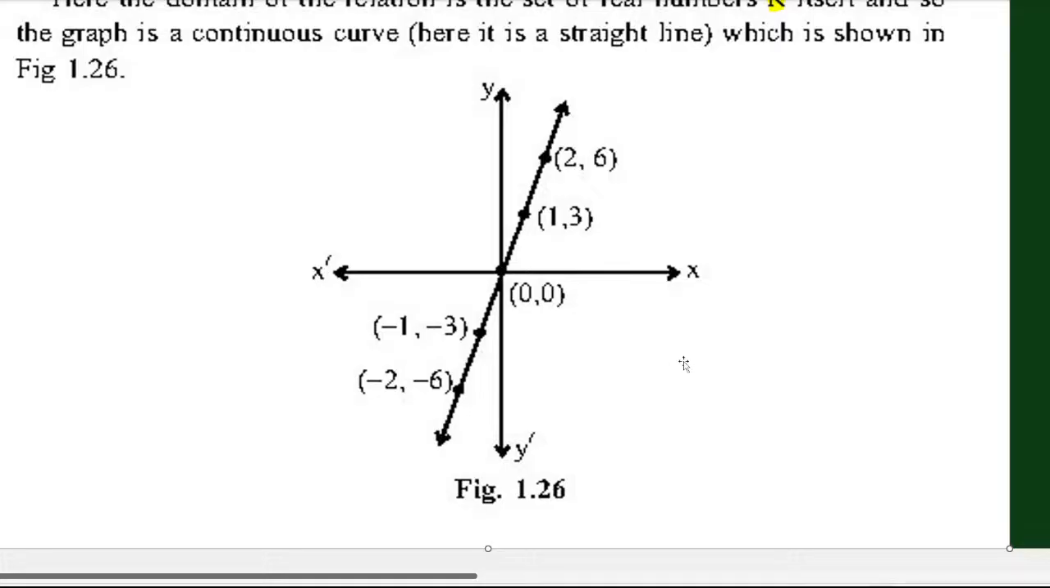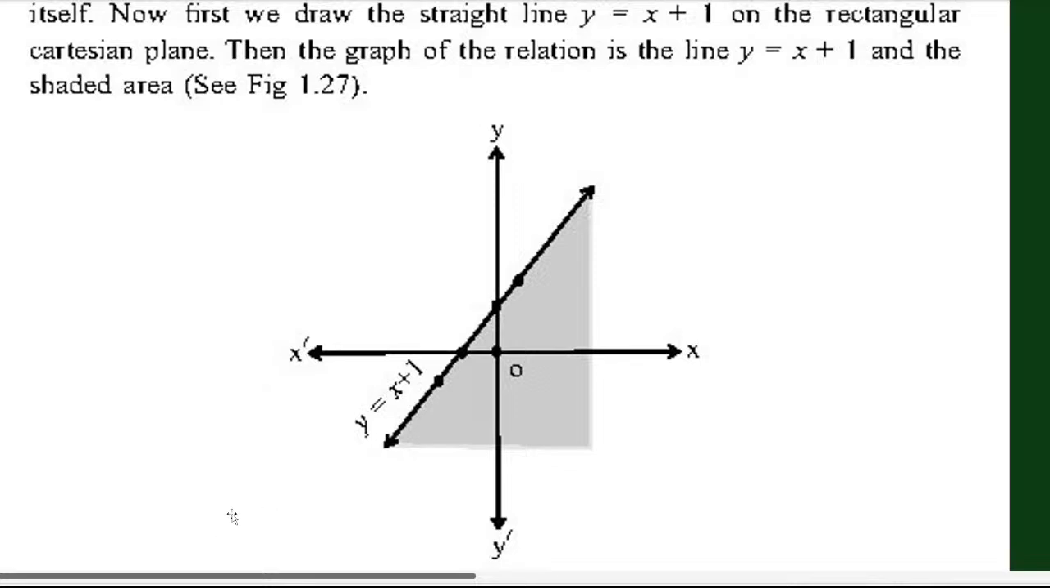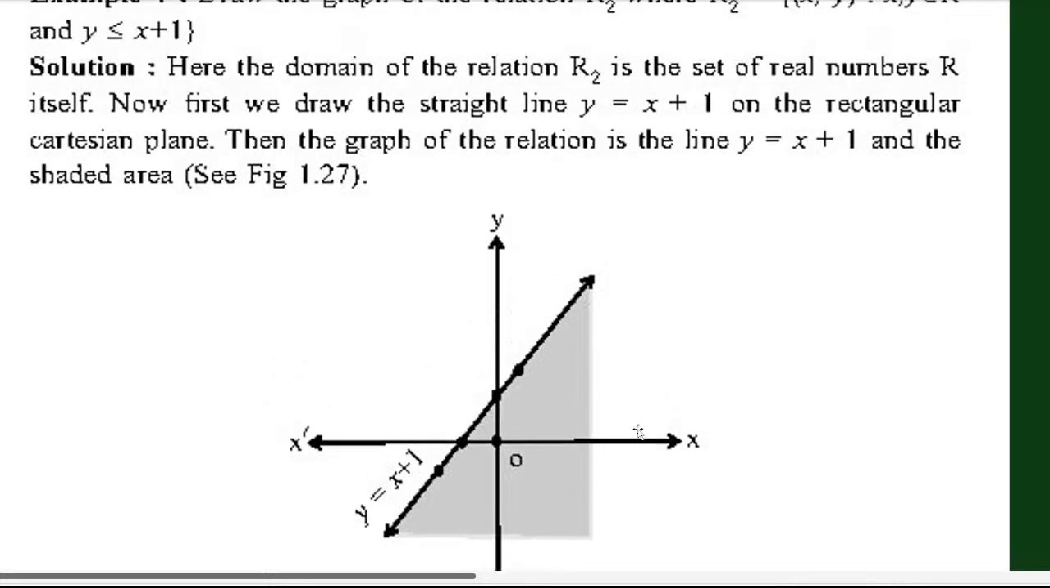Is the picture clearly visible? Okay. Same, see here. This becomes a region now. Okay, if you shade them, it becomes a region.